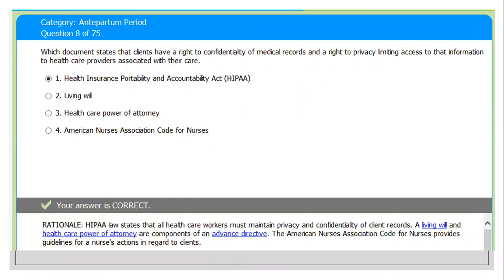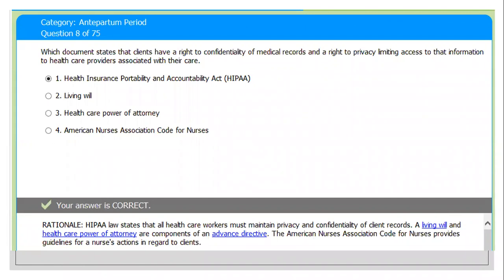What is advanced directives? It is a written statement of a person's wishes regarding medical treatments, often including the living will, or made to ensure those wishes are carried out should the person be unable to communicate them to a doctor. Right? So advanced directives basically include the living will.